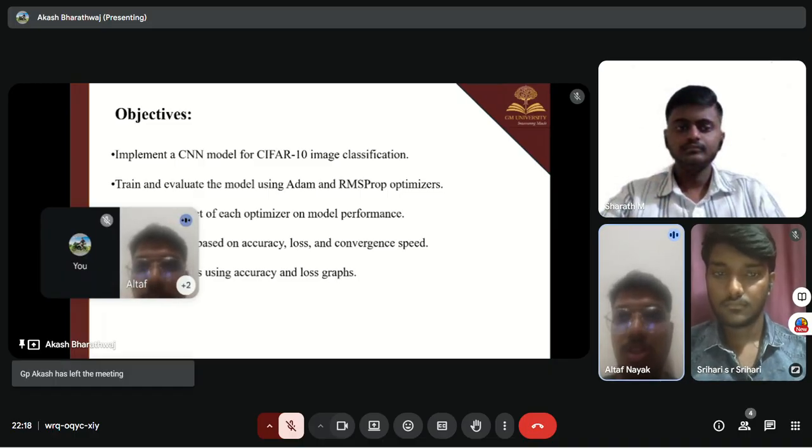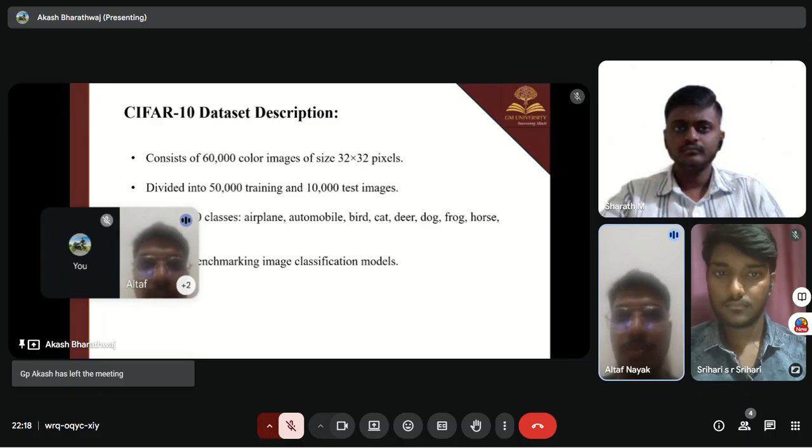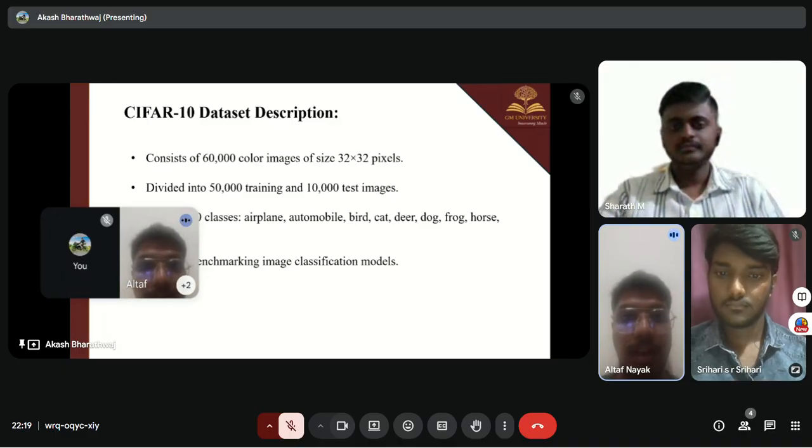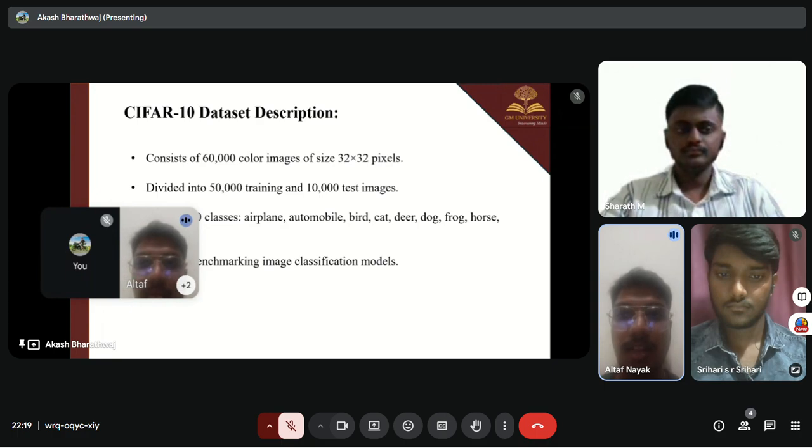Next, we will discuss the dataset which we have used. The dataset is CIFAR-10, which consists of 60,000 color images of size 32 by 32 pixels, divided into 50,000 images for training and 10,000 images for testing. This dataset includes 10 classes, such as aeroplane, automobile, bird, cat, deer, dog, frog, horse, etc. It is used for benchmarking image classification models. Thank you. Next, my friend will continue.